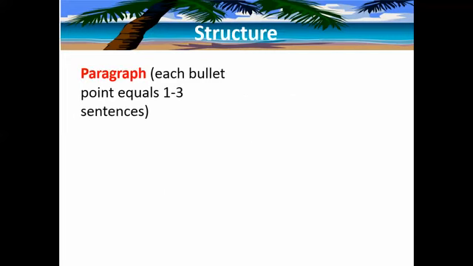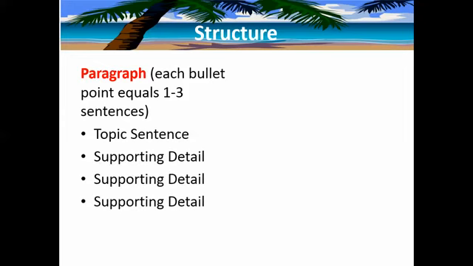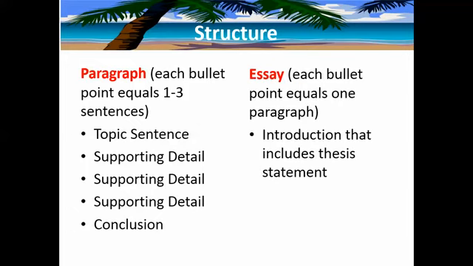The structure of a descriptive paragraph or essay is the same as in a narrative paragraph or essay. In a paragraph, you're going to have a topic sentence, several supporting details, and a conclusion. Each one of these bullet points is going to be 1 to 3 sentences. In an essay, you're going to have an introduction that includes a thesis statement. You're going to have at least 3 paragraphs of supporting details, and you're going to have a concluding paragraph. Each one of these bullet points equals 1 paragraph.